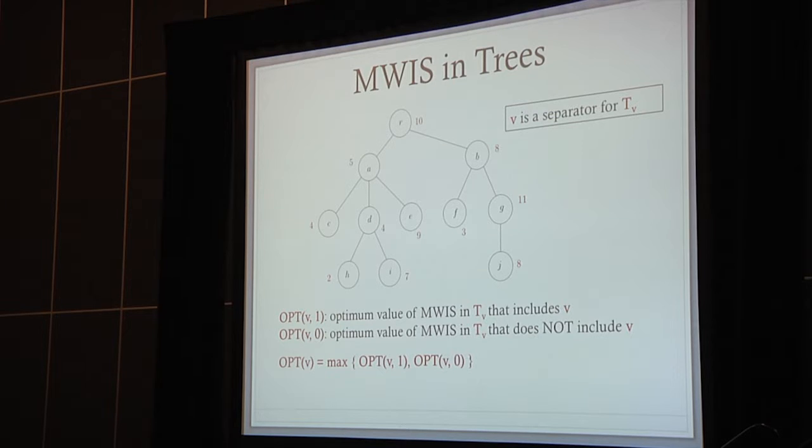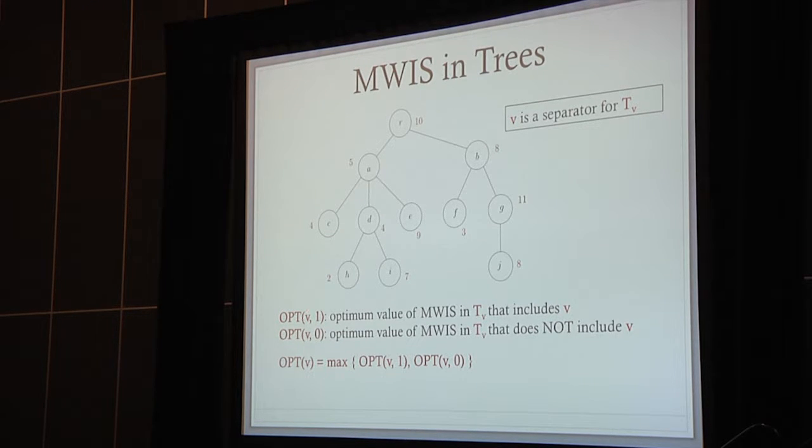But let's take a slight step back from it and ask, why does the recurrence relation work? Well, if you take this subtree and you look at this vertex V, V is a separator for that. That means if I remove that vertex from that TV, the tree will fall apart. Its children will be separated. So using that, we can define two quantities.